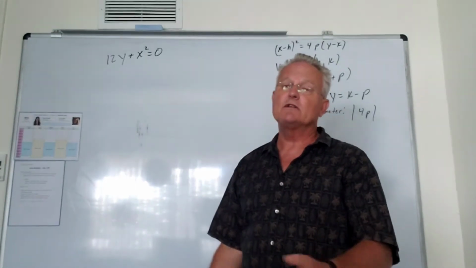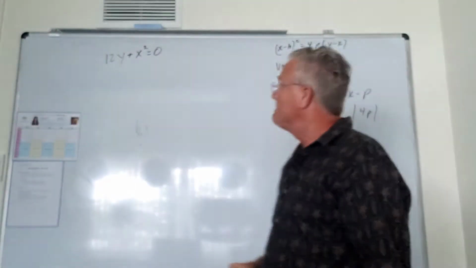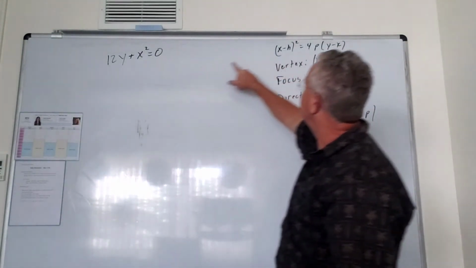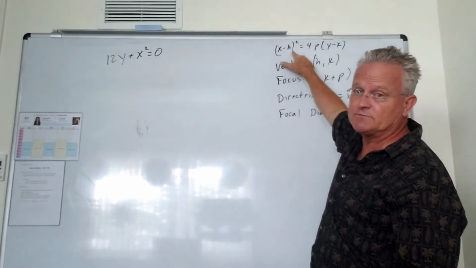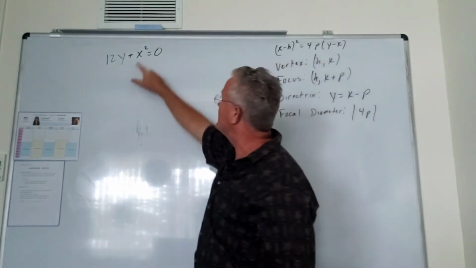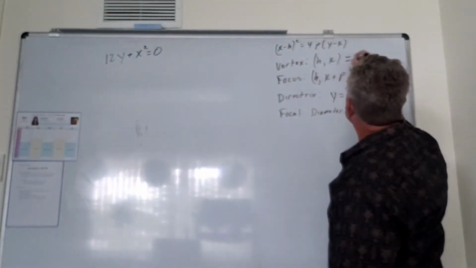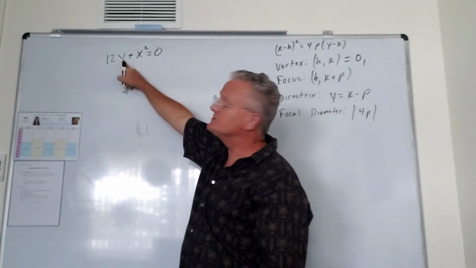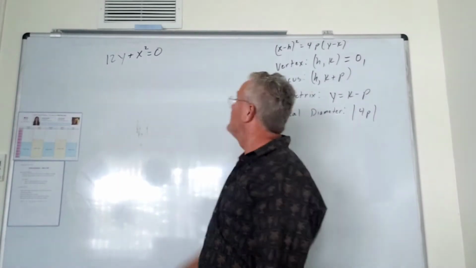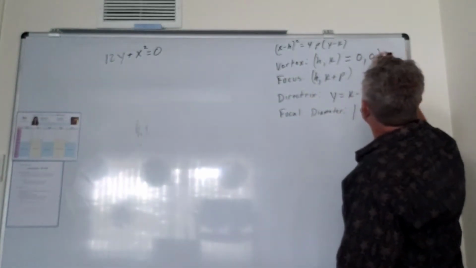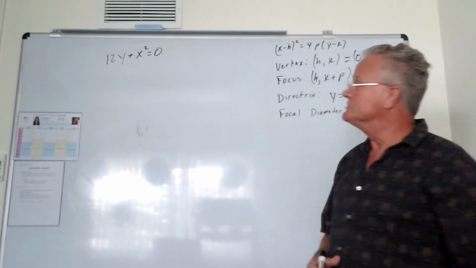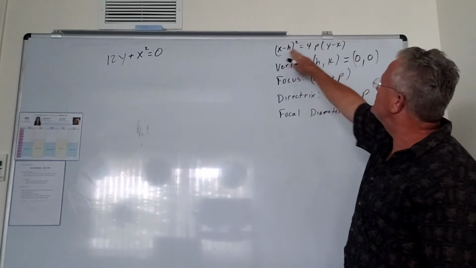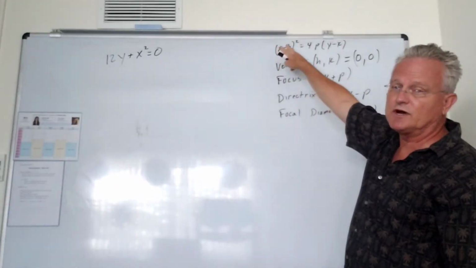If y was squared, that's what the next video will be about. Okay, so the x is squared. We can see there is no number subtracted from x. It's really 0. X minus 0 is x squared. So h is 0. Likewise, k is 0, because this is really y minus 0. So the vertex is at the origin, it is 0, 0.